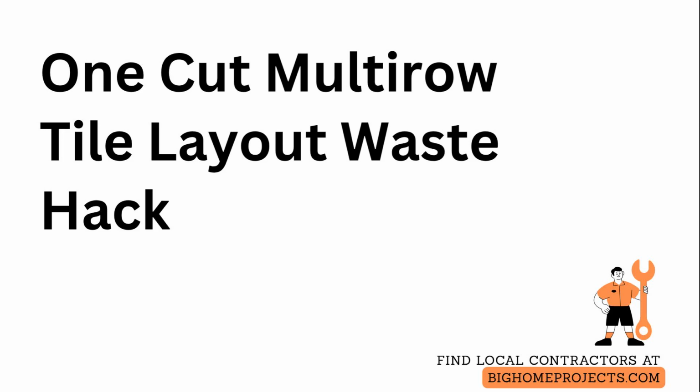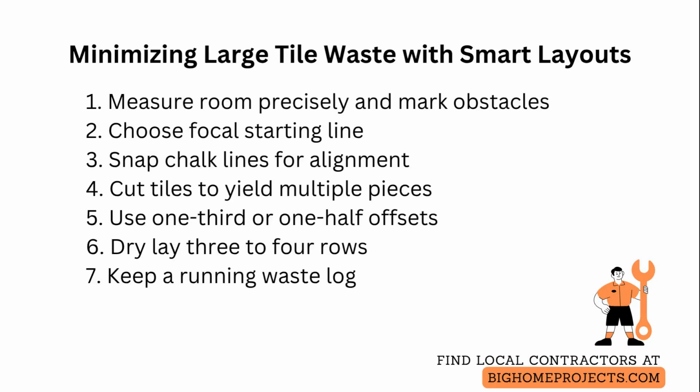Minimize tile waste by planning a layout that yields usable cuts across multiple rows and reduces small edge pieces. Start by measuring the room precisely and draw a scaled plan on paper or simple software, marking fixed obstacles like doorways, cabinets, and drains. Choose a focal starting line that allows you to place full tiles where they are most visible, typically along the longest uninterrupted sightline, and snap chalk lines to keep tiles aligned.